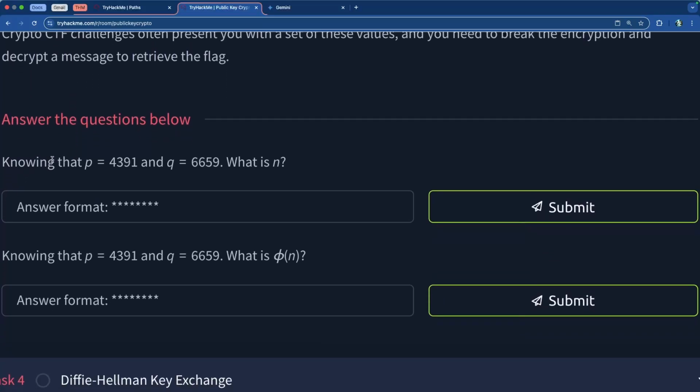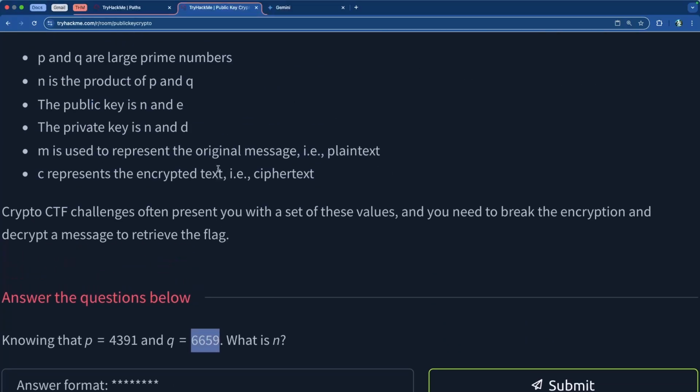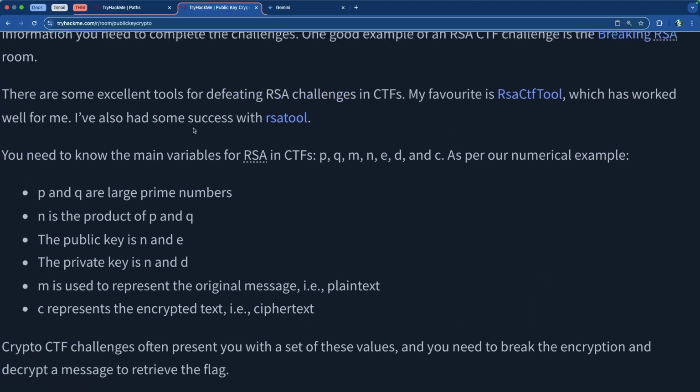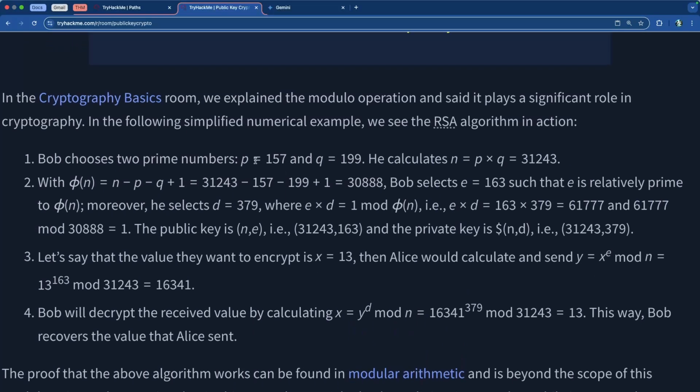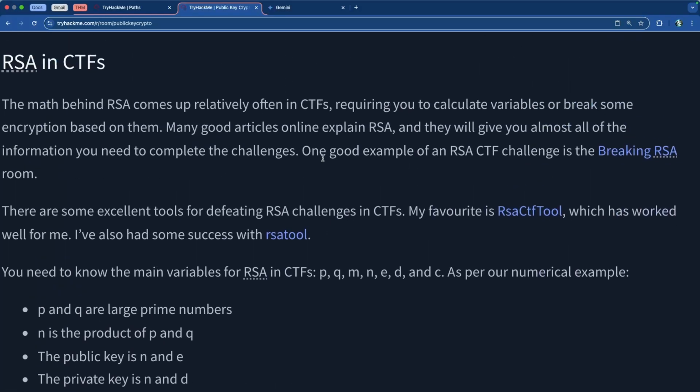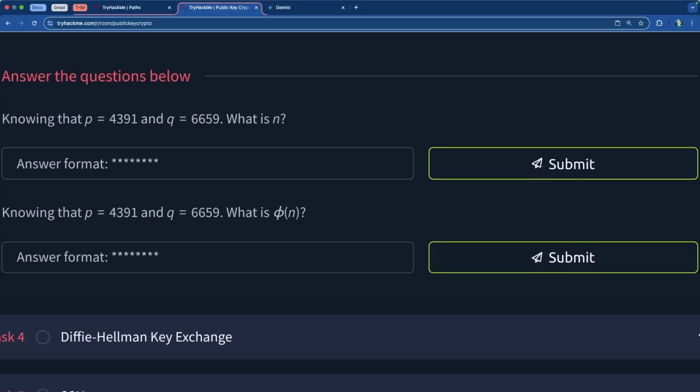So knowing that P equals 4391 and Q equals 6659, what is N? So N is the product of P and Q, which means that we're essentially multiplying them. So I do have my calculator handy now. So let's do this. 4391 multiplied by 6659 equals, check this out, ready for this? 292396669, that is the number.